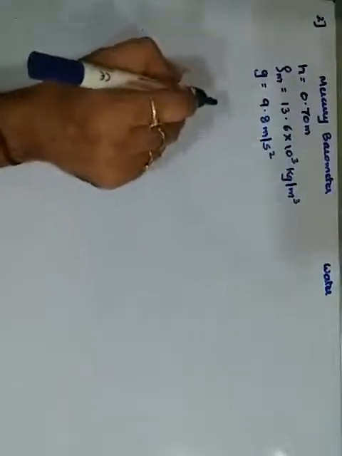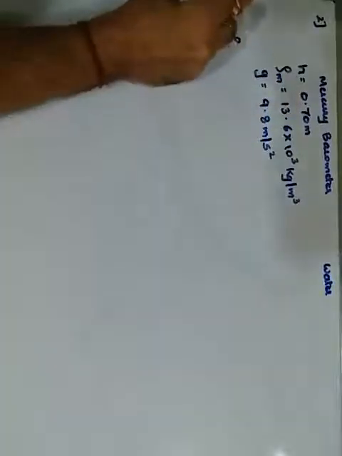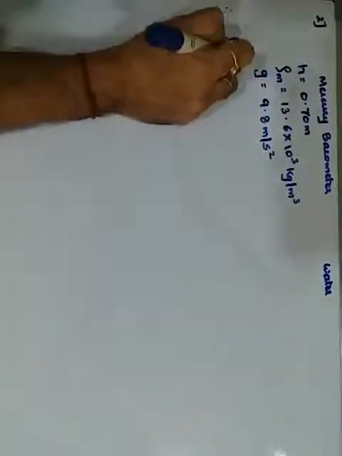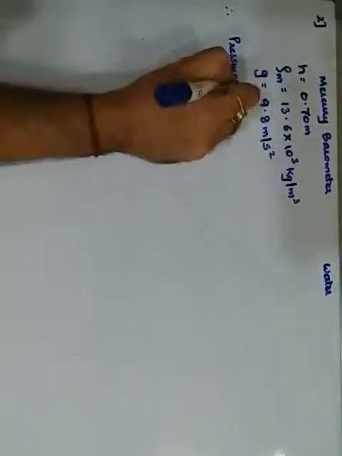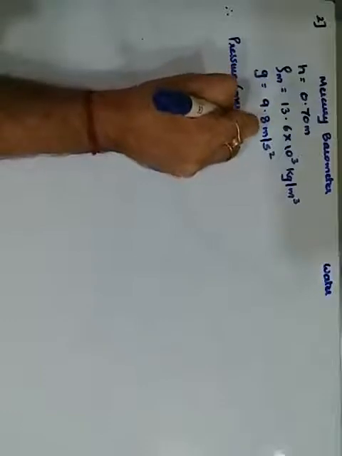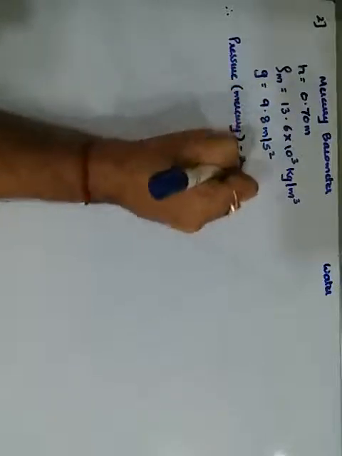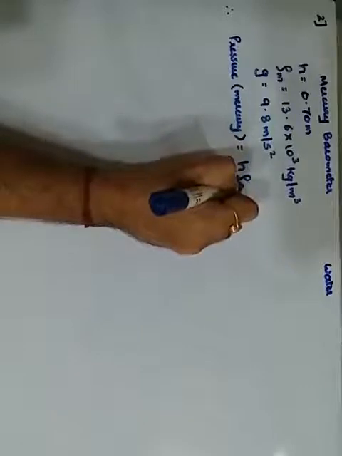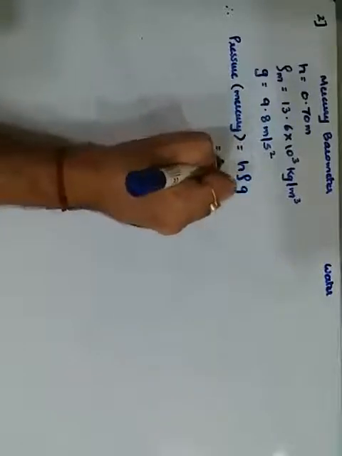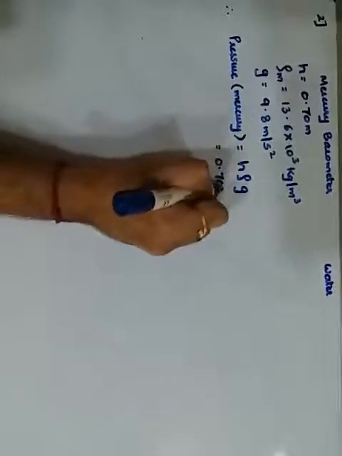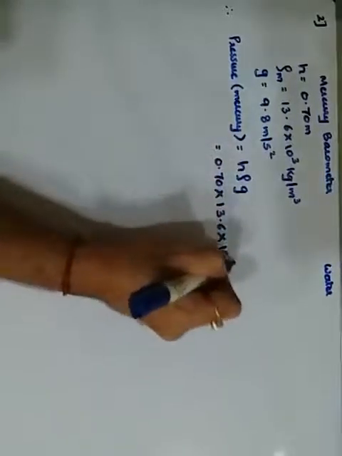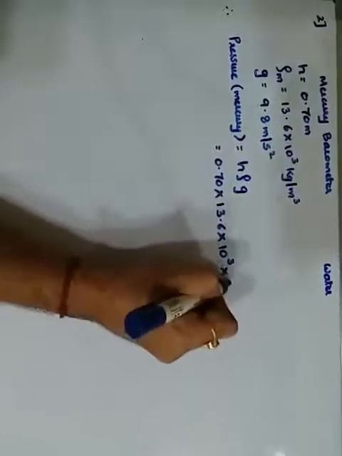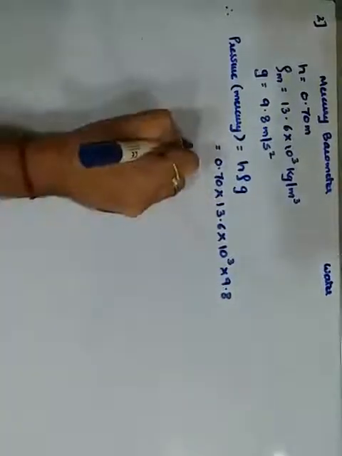So first I find the pressure exerted by the mercury column, that is h into rho into g. Height is 0.70 into rho, density, which is 13.6 into 10 raised to 3, into g, which is 9.8.